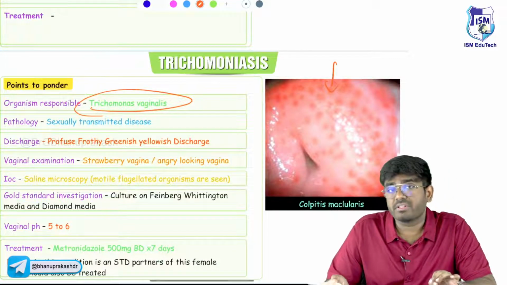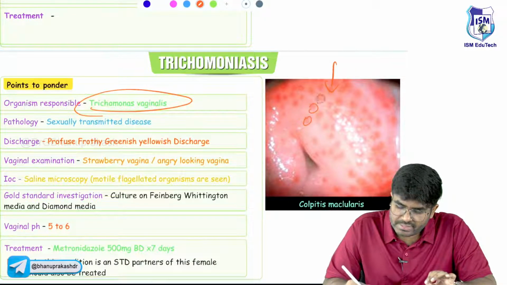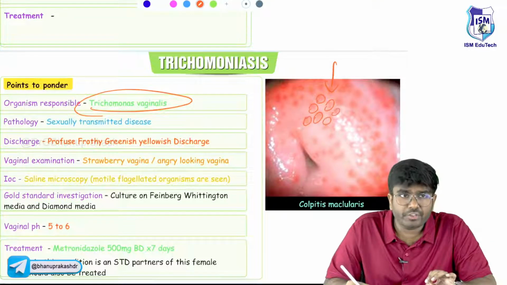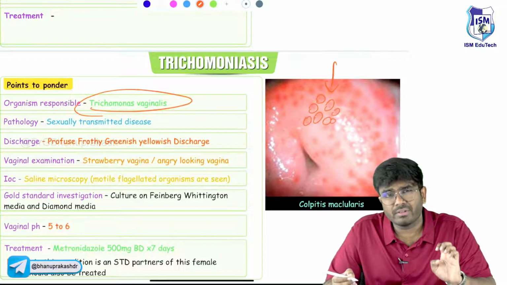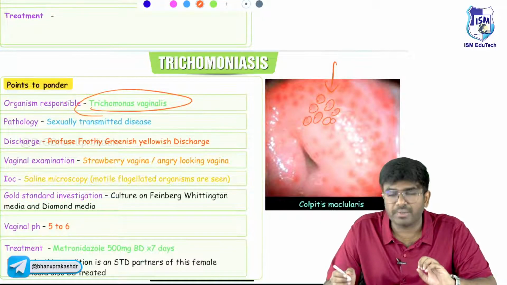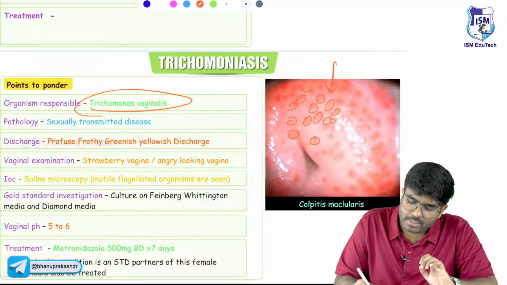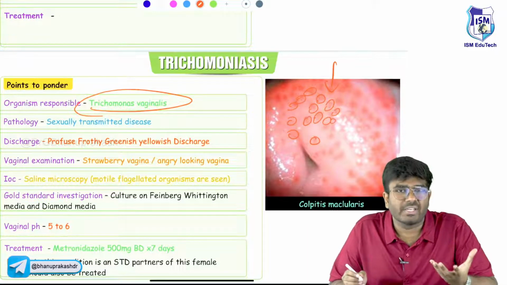Okay, Trichomonas vaginalis. Look here. This is the cervix. How the cervix is looking like? The cervix is looking like a strawberry with all these spots. Okay, with all these spots, the cervix is looking like a strawberry. So this is called as the strawberry cervix, or which is also called as a colpitis macularis. Okay, so all these macules can be seen. So colpitis macularis, which is also called as angry looking cervix.